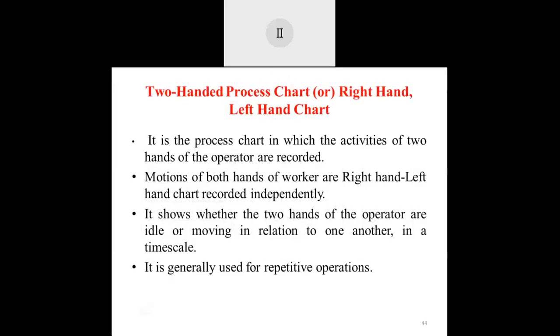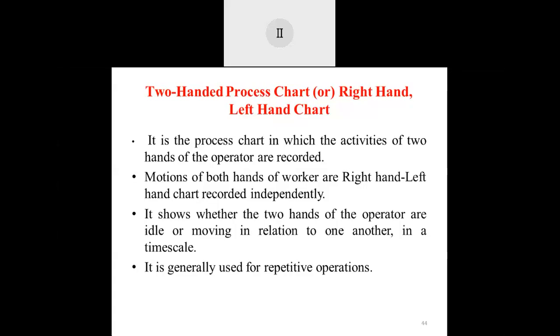Next, another new chart we will see, which is the two-handed process chart, or right hand left hand chart. What is this? We have already discussed it in a summarized way. Now in detail we will see it in the coming slides.